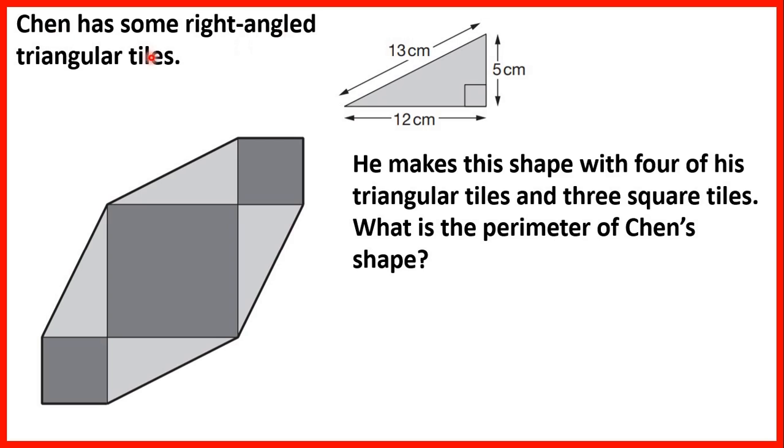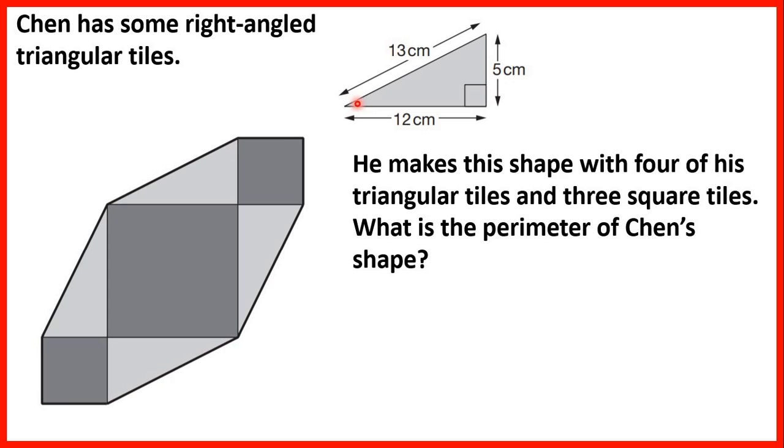Chen has some right-angled triangular tiles. He makes this shape with 4 of his triangular tiles and 3 square tiles. What is the perimeter of Chen's shape? So the perimeter is the total distance around the outside of the shape.